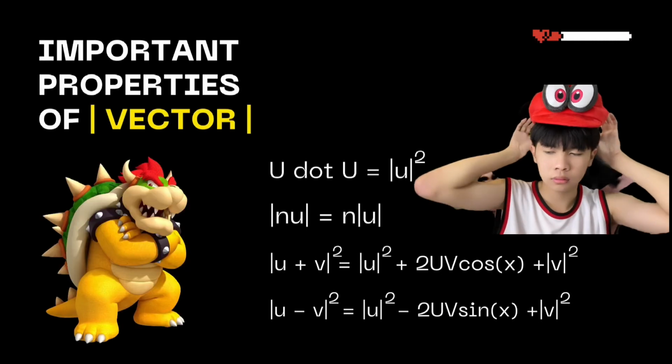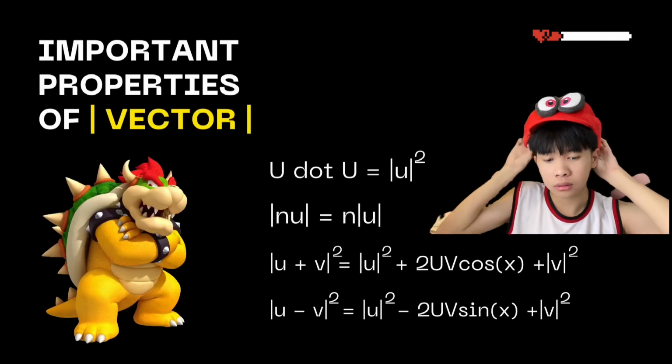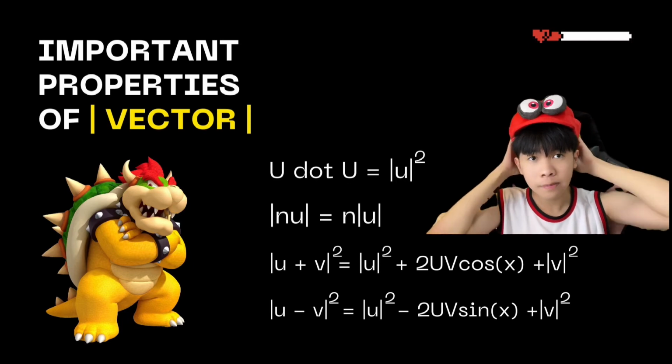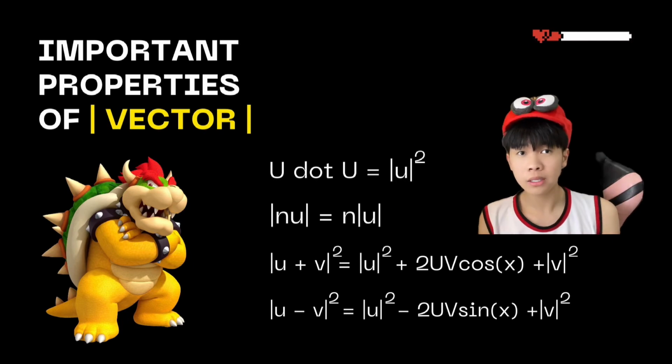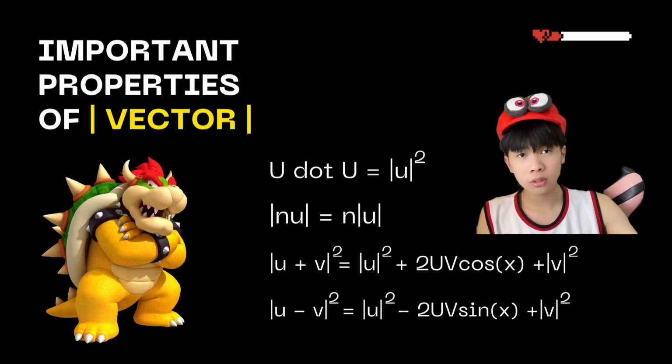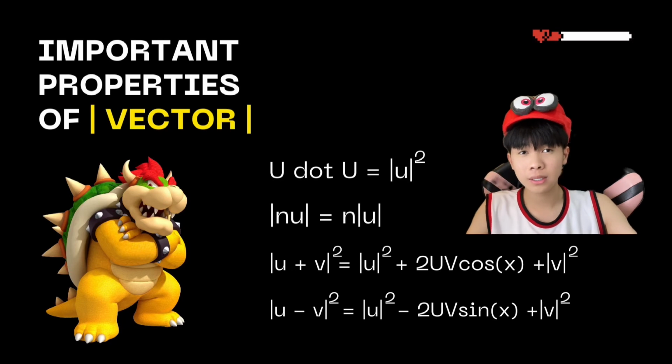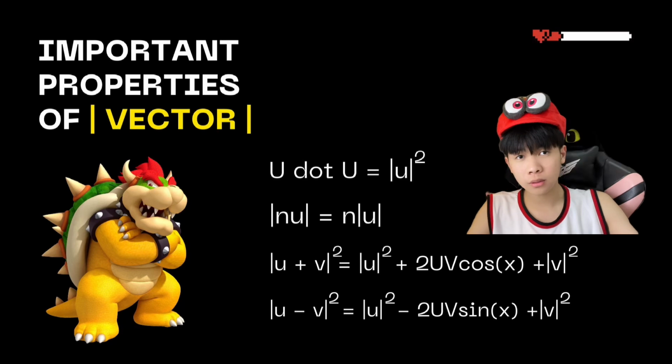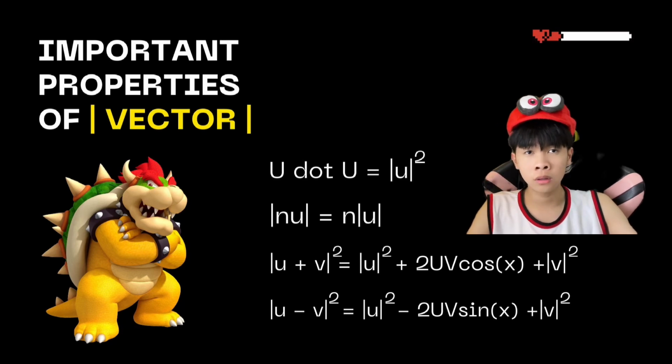The final level: the properties of the absolute vector. Ha ha ha, this is the hardest level. These are the important properties of the absolute vector. This is the most confusing property of the vector. First, begin with u dot u, which is equal to the absolute of u squared. The next one: the absolute of n times u is equal to n times the absolute of u.